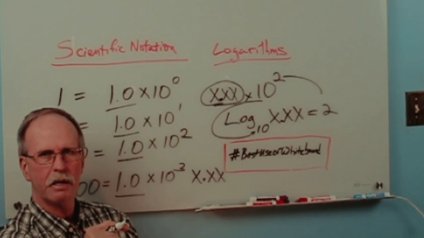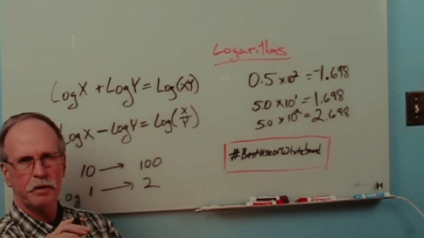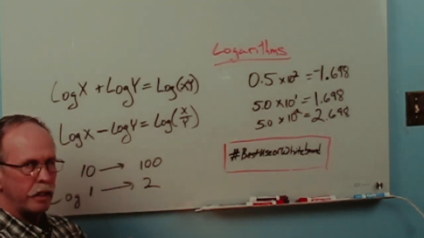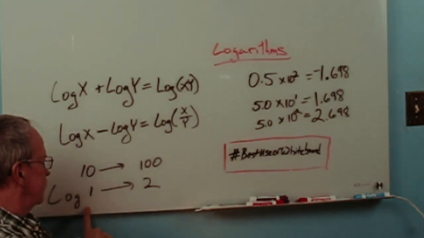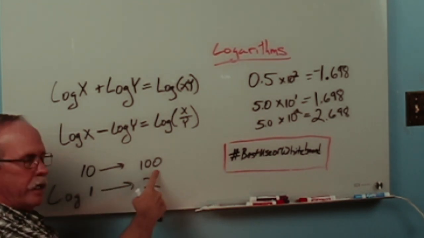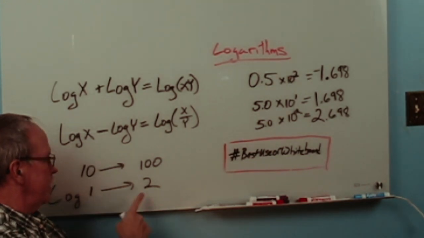Now, why go through all of this? Well, let's go over a couple of the rules of logarithms. Now, here are a couple of principles of logarithms. First of all, every number except for 0 has a logarithm. For example, every number between 10 and 100 has got a logarithm between 1 and 2.